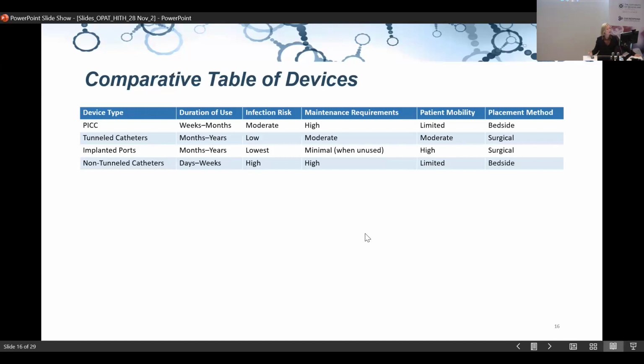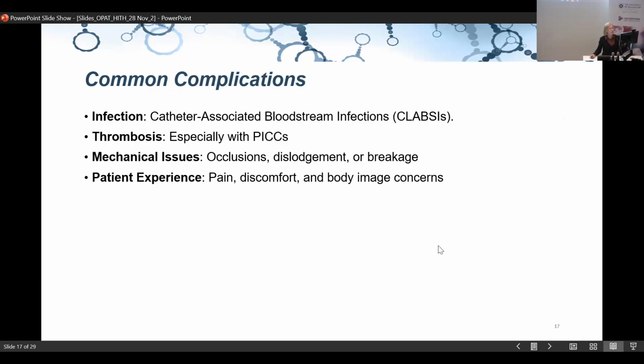The tunneled catheters, as I said, months to years, less risk, but need surgical implanting, and same with ports, and non-tunneled catheters, days to weeks, and really very limited use in this hospital-in-the-home environment. One of the things with the PIVCs and things now is that the HITH nurses are able to actually insert them in the home as well, and I'll talk a bit more about that in a sec.